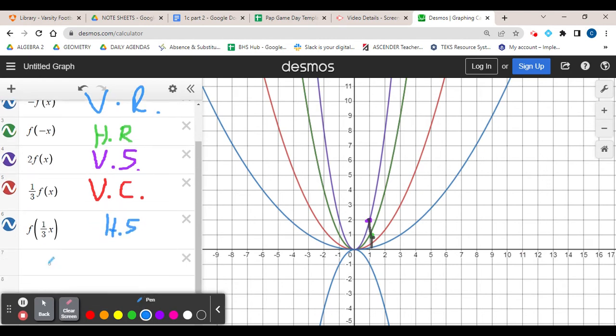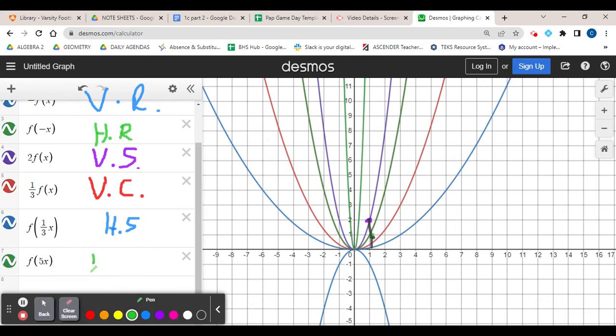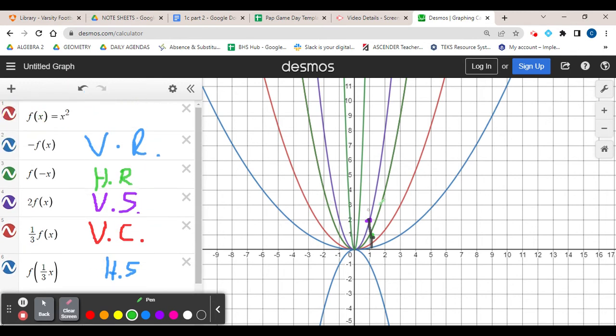Say we have a horizontal compression. Let's do a horizontal compression by a factor of 5. So let's say we have f of 5x. That's going to give us this green one right there, horizontal compression. And again, ladies and gentlemen, I have to emphasize that this red one right here is the one that we're manipulating. So this is our original f of x right here. And these are all the ways we're manipulating it.